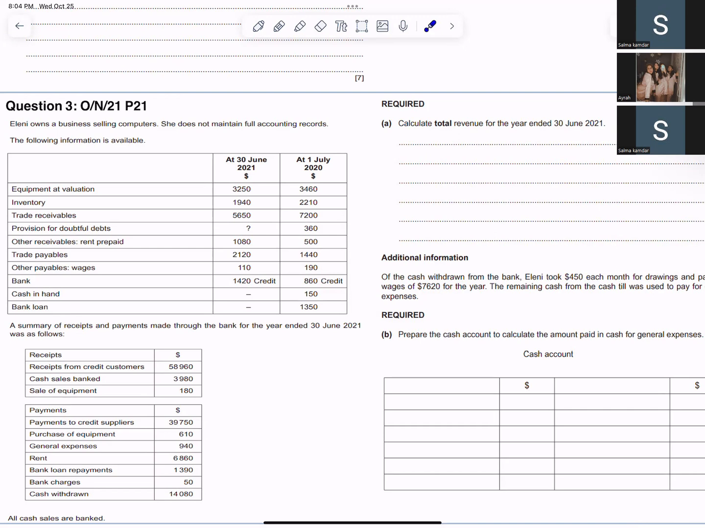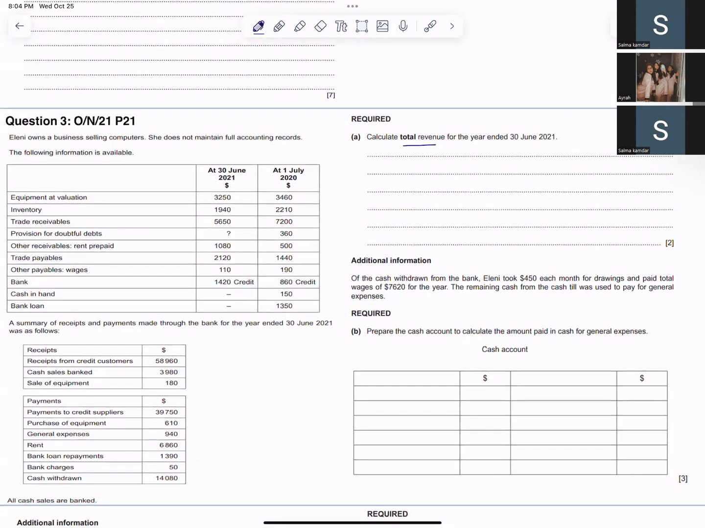Total revenue. We have to find the revenue. In incomplete records, how do you find the revenue? Which account do you make? SLCA. You make SLCA, that is the trade receivable account. Since it is just for 2 marks, you can make it a little bit in rough.